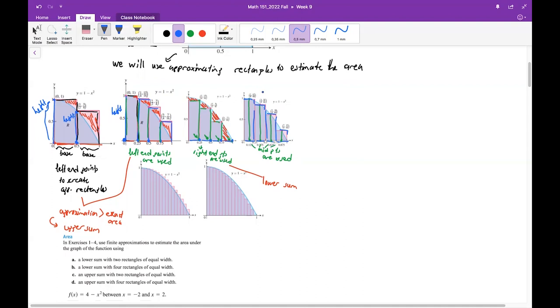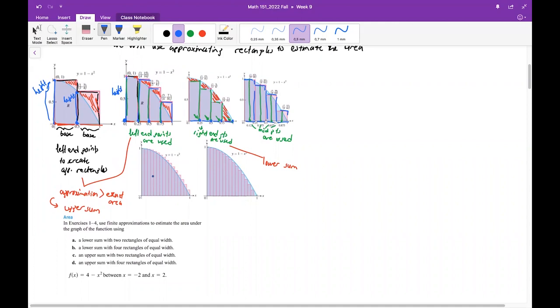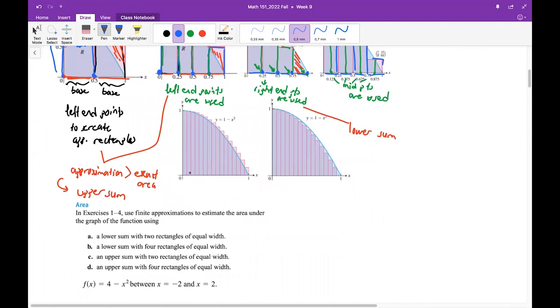Okay, as you can see, we can increase the number of rectangles, like over here and over here. Here, the right hand points are used. The left hand points are used to create the rectangles. In this case, the right hand points are used to create your rectangles. You see there are still errors here. So we can say that this is an upper sum because the approximated sum is bigger than the exact area. And this is obviously a lower sum because the approximated area is less than the exact area in this case, so it's a lower sum.